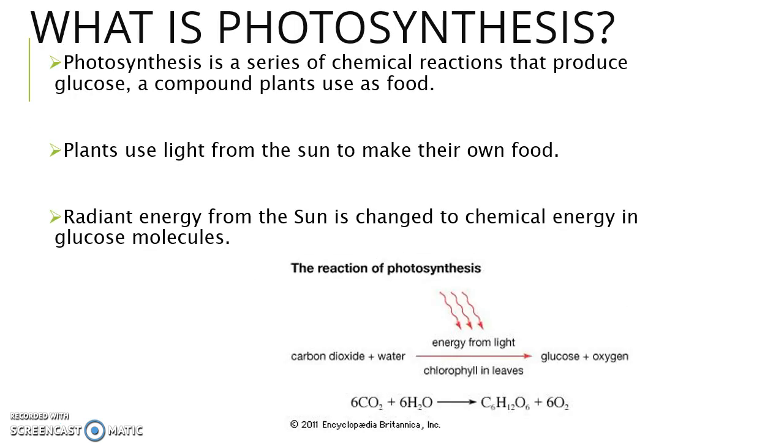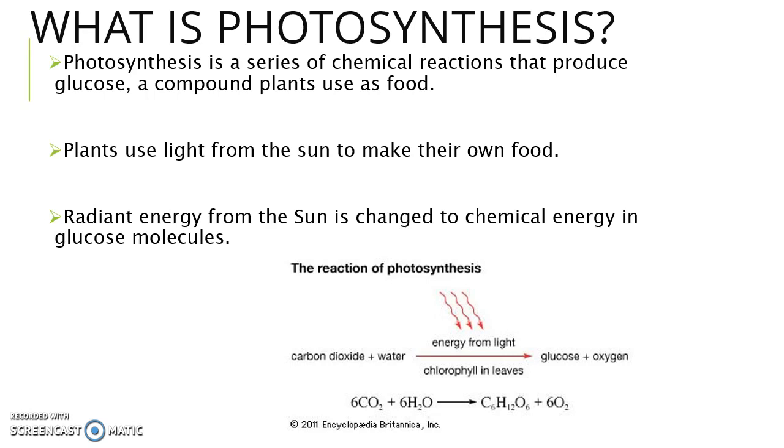So what is photosynthesis? Photosynthesis is a series of chemical reactions that produce glucose, which is a compound plants use as food. Plants use light from the sun, which is radiant energy, to make their own food, and that food is glucose, C6H12O6. Radiant energy from the sun is changed into chemical energy in glucose molecules.